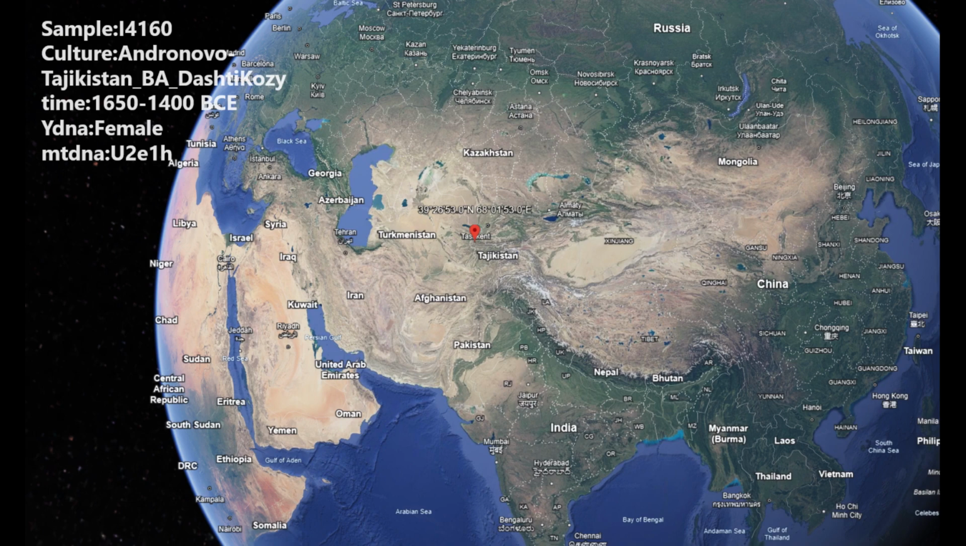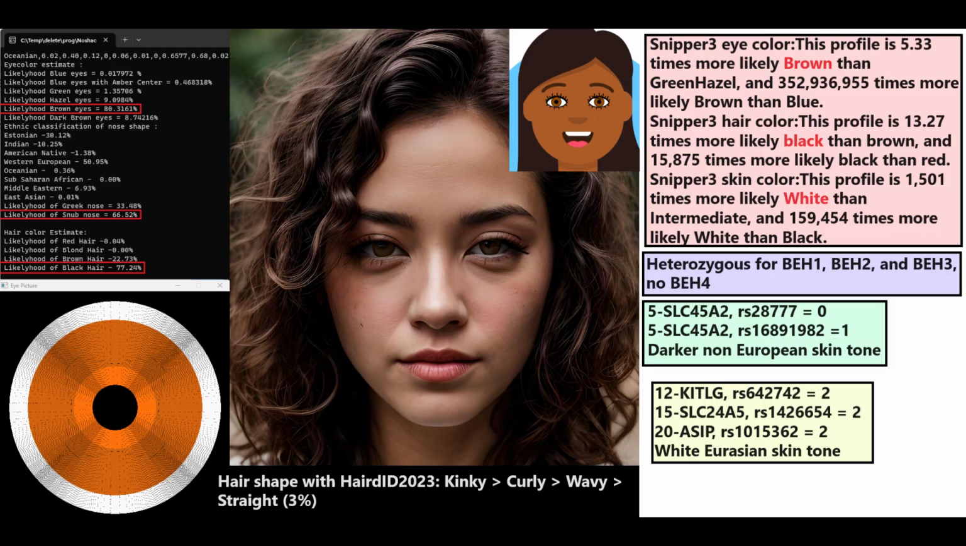Her mitochondrial DNA is U2. This is what she is predicted to look like based on her raw DNA data. With my NOSHACOT she is predicted to have brown eyes, a snub-shaped nose and black hair. With Snipper Free she is also predicted to have brown eyes, black hair and white skin. With my hair ID tool she's actually predicted to have kinky or curly hair, and the likelihood of her having straight hair is only 3%, so definitely not straight hair shape.